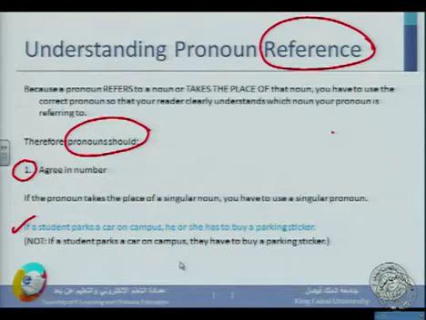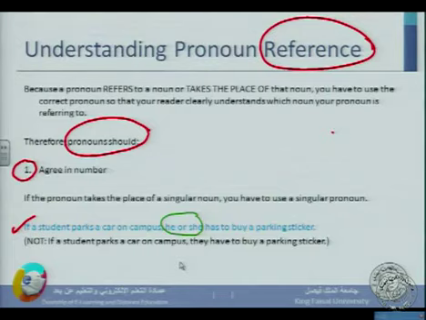نطلع هذا المثال. If a student parks a car on campus, he or she has to buy a parking sticker. هذه جملة. الآن أنا شو بدي أسألك؟ The question is, do we have pronouns عندنا ضمائر؟ الجواب should be yes، اللي هي he or she. He or she refers to whom? To one person, بس لواحد، لشخص واحد.